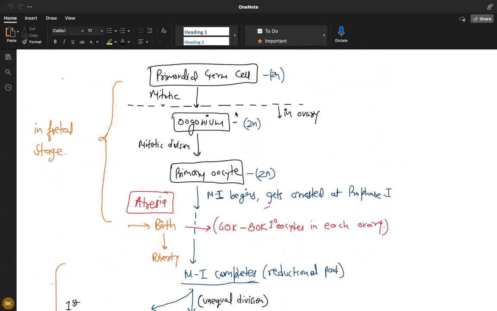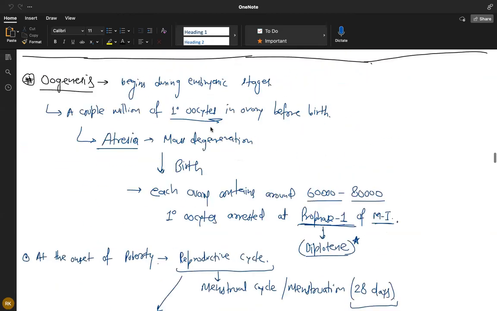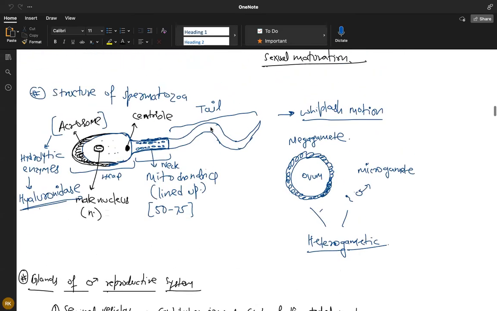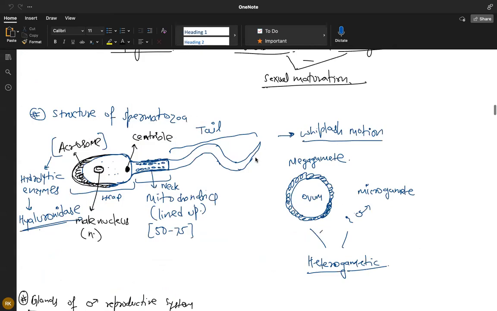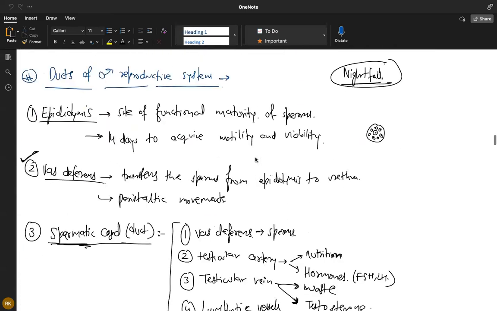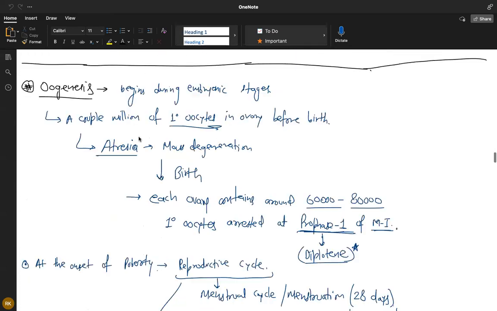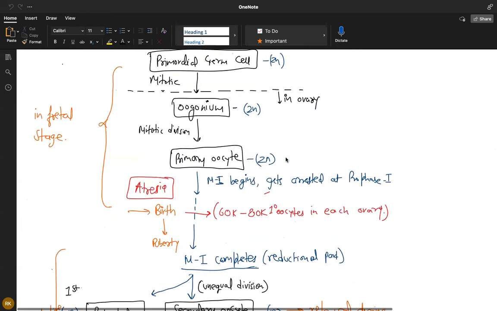There is an oogonium, just like in the case of males, what was that called? I forgot the term. Spermatogonium. So similarly, there is oogonium here. And this oogonium undergoes mitotic division to form primary oocyte, which is 2n, diploid. And at this phase, when it is still diploid, birth happens and everything gets arrested at prophase. Then till puberty, nothing happens.